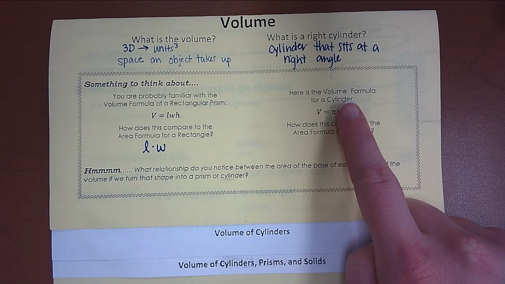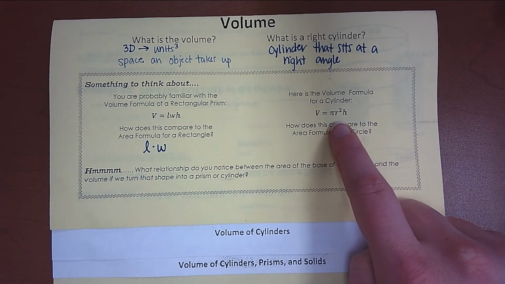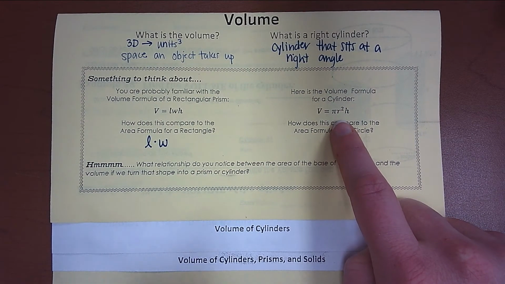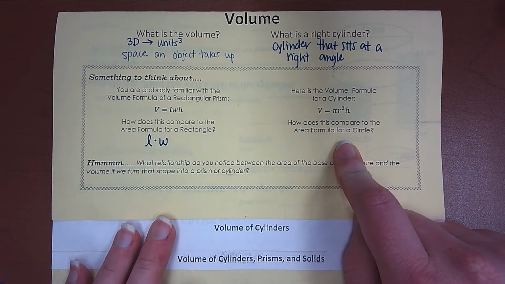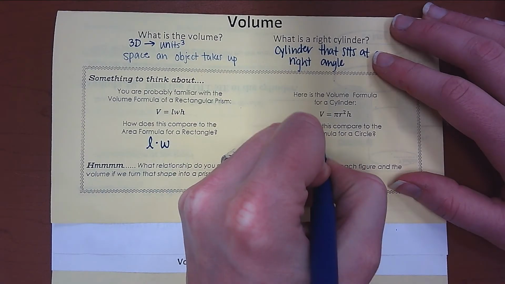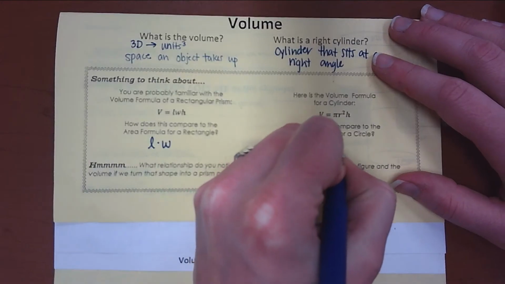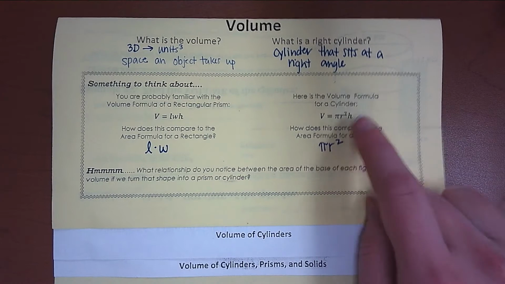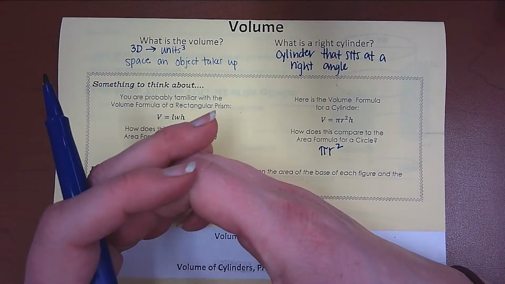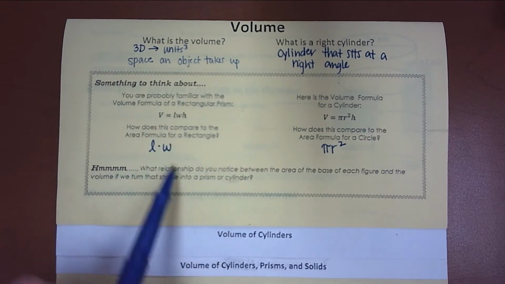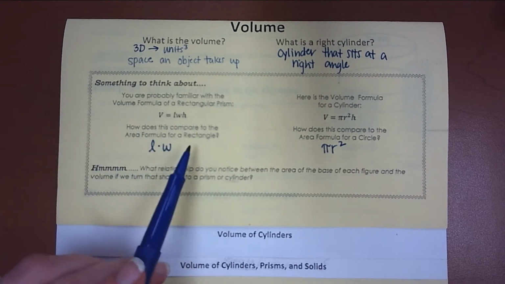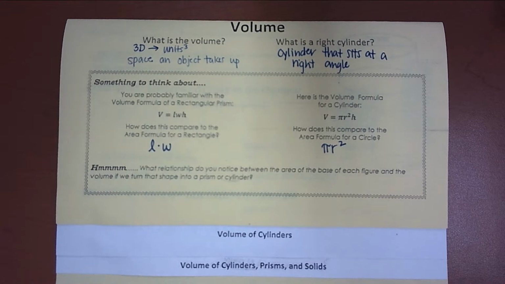Over here, here's the volume formula for a cylinder. This is new to you. Volume equals pi r squared times h. Think about how this compares to the area formula for a circle, when we know the area is pi r squared. And so really, we're just doing the area of that base circle times its height. Just like for a rectangular prism, we're doing the area of that base rectangle and then multiplying it by its height to get its volume.